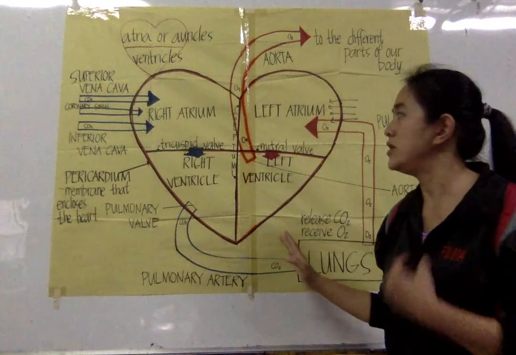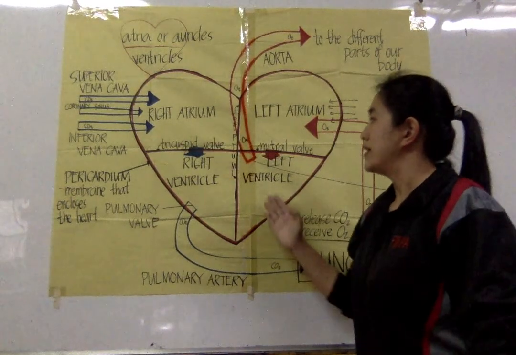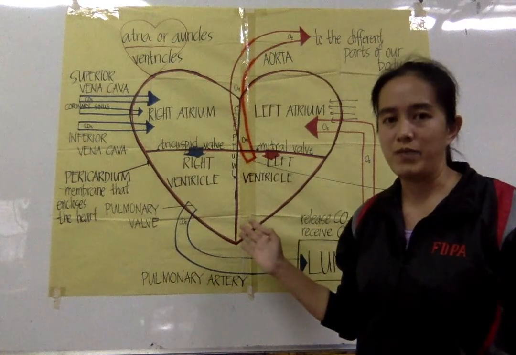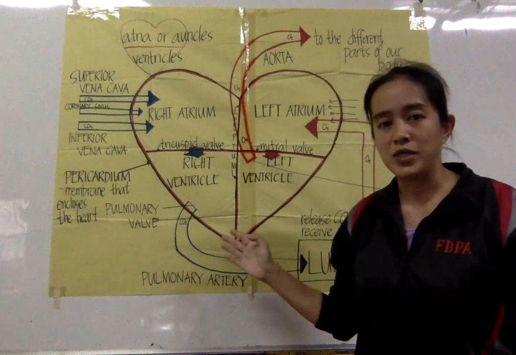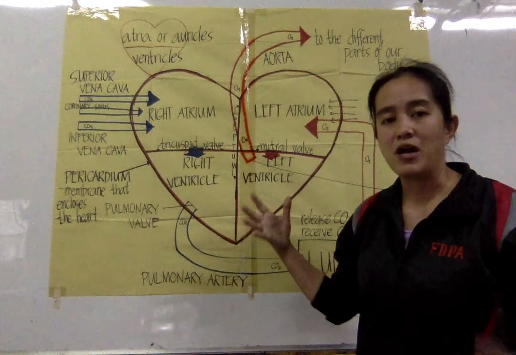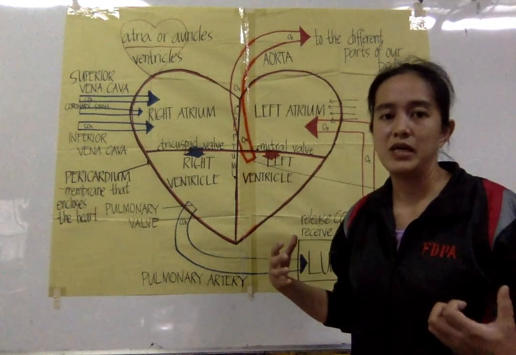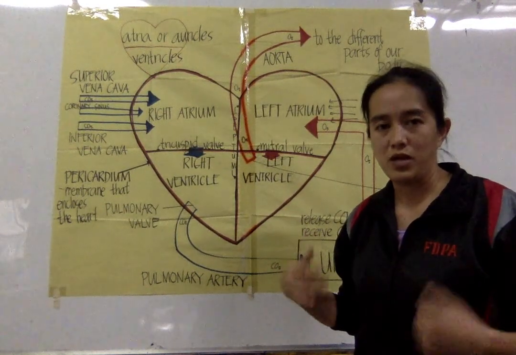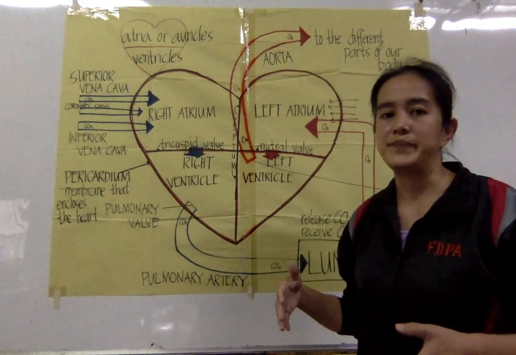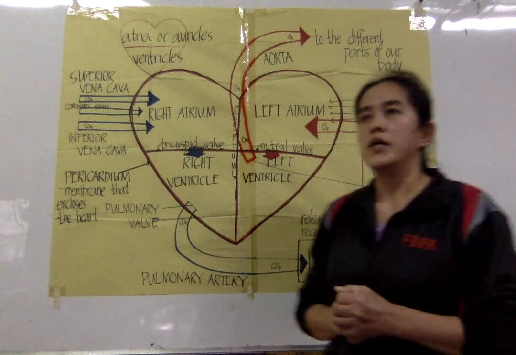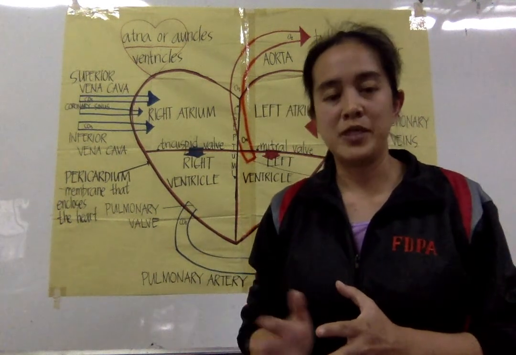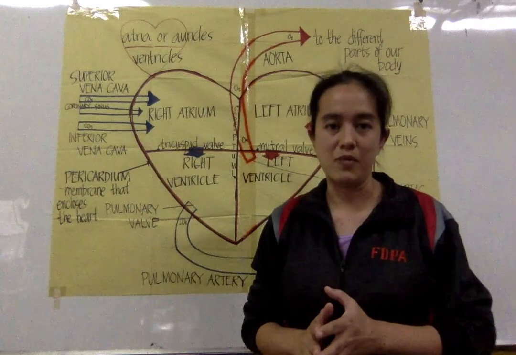That's how we get oxygen and distribute it to the different parts of our body. So you see the importance of our heart. Without this, the blood in our different parts of our bodies cannot reach all the parts of our bodies. So remember, or let's have a short review. How does the respiratory and circulatory system work together?